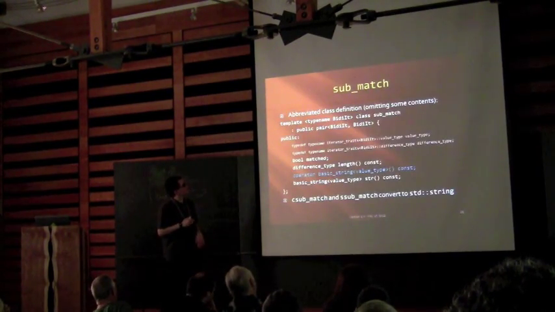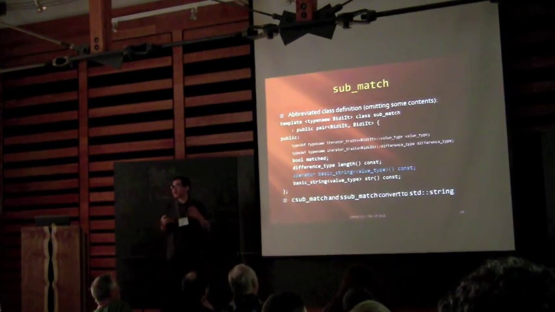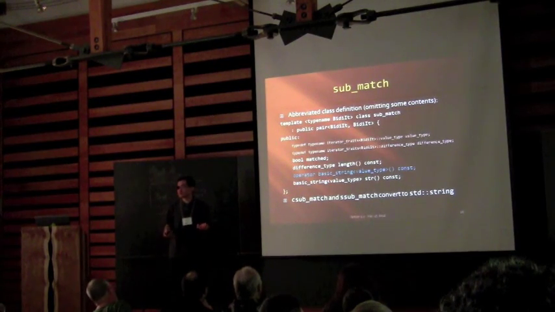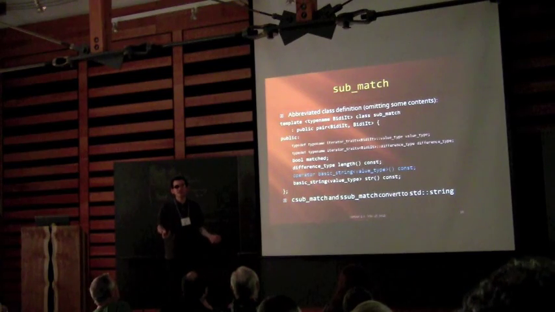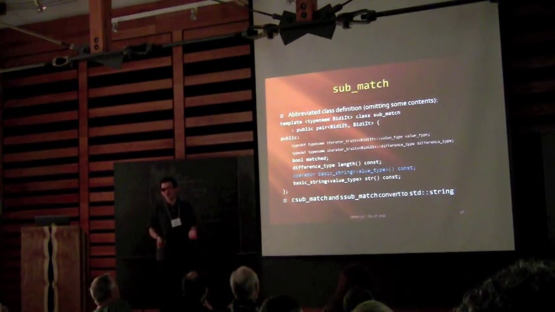Okay, so that's regex replace. I've been mentioning submatch. Submatch is actually really simple. You can imagine you're writing a regex library, and you've got to present these submatches as capture groups. How do we do that? Could we just return a string? Well, that would actually be inefficient, because what if that submatch is large? We would need to copy all of those characters. Maybe the user isn't even interested in that.